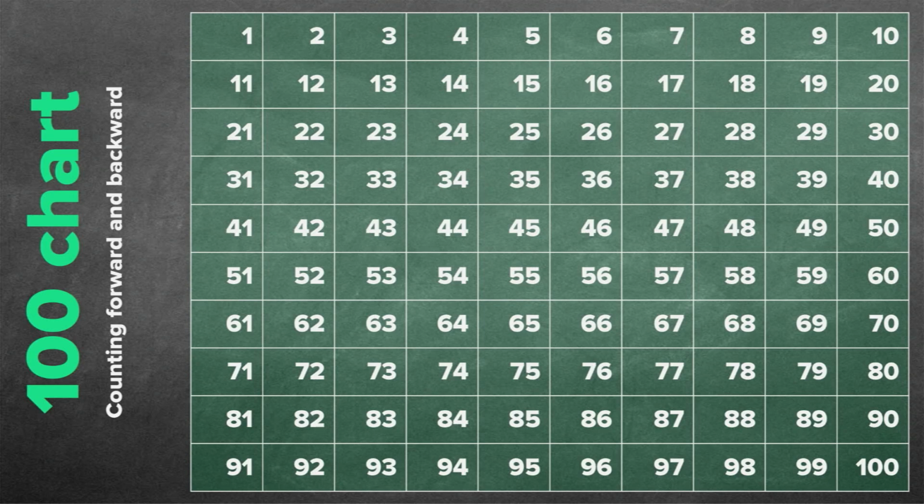Let's count forward in 2s. Now, remember, the interval is +2. That means I need to jump 2 times. 1, 2. So the next number in my sequence will be 4. 1, 2, 6. 1, 2, 8. 1, 2, 10. So that is counting forward in 2s. Every time you just add 2.